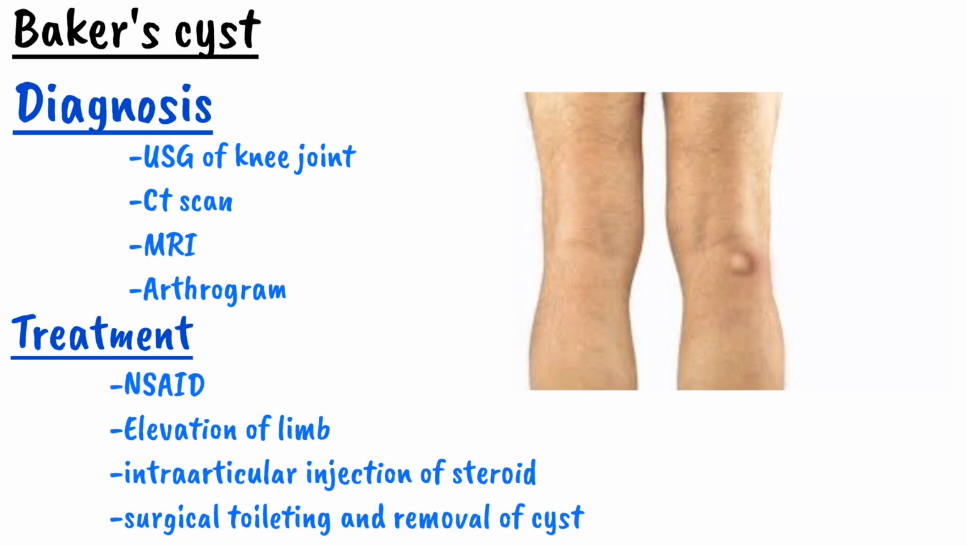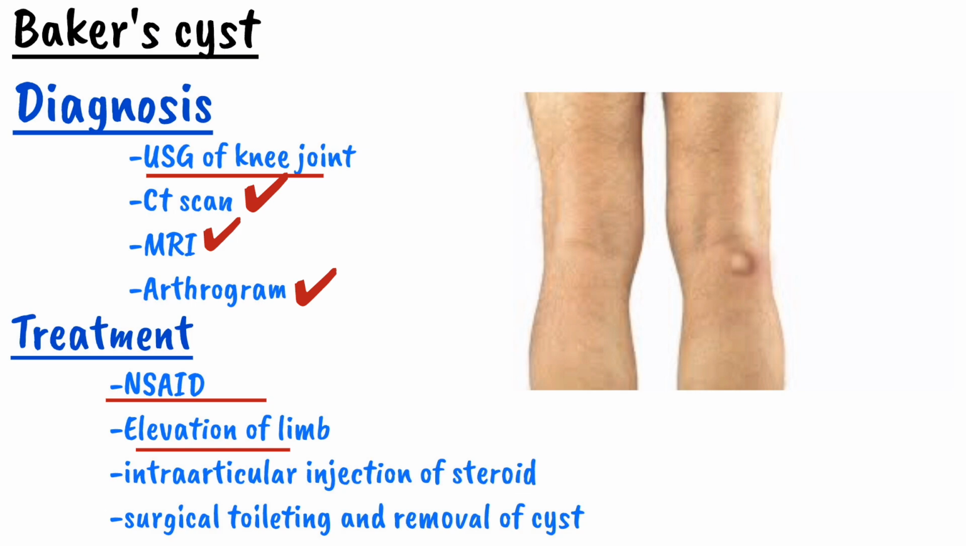In order to differentiate a Baker's cyst from a DVT, the deep vein thrombosis, the diagnostic tests which are performed are the ultrasound of the knee joint, CT scan, MRI, and the arthrogram. For the treatment, the first line therapy is an NSAID which is used for pain relief. We can also use elevation of the limb. It will also give symptomatic relief.